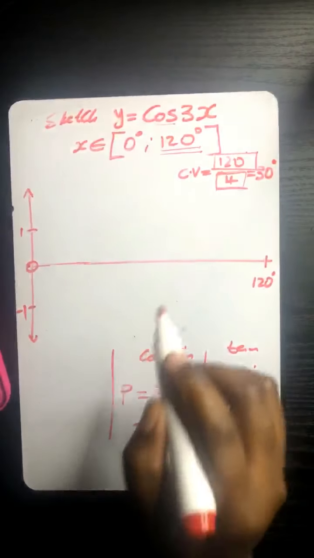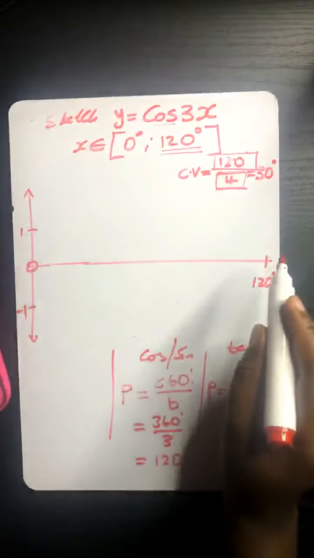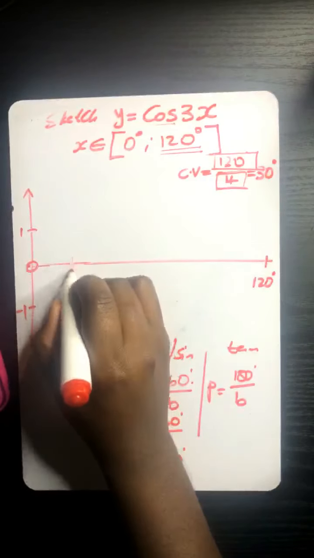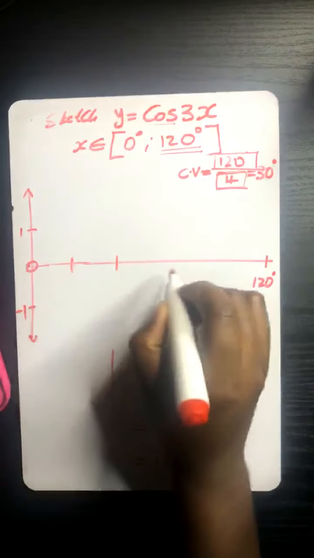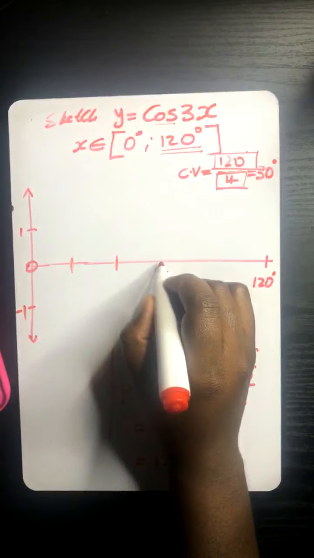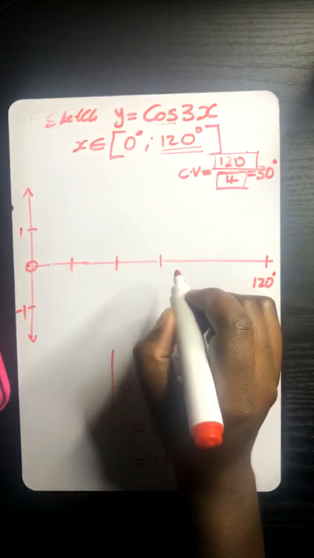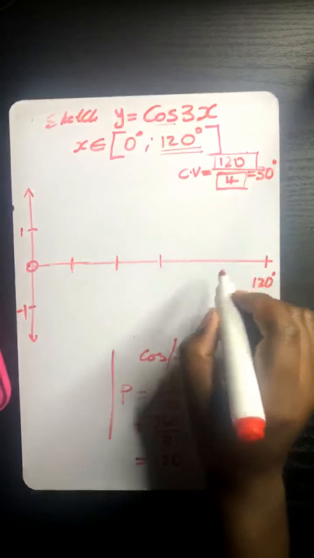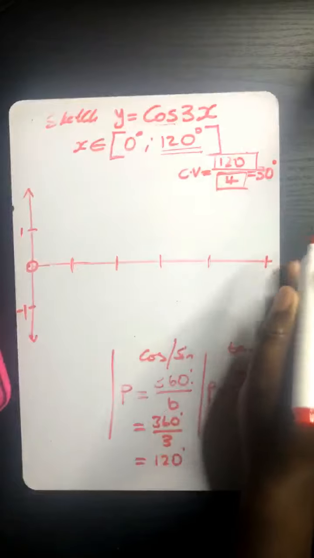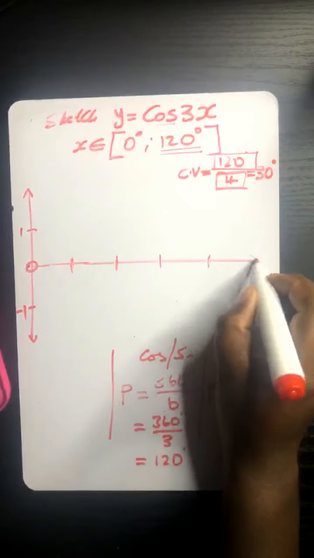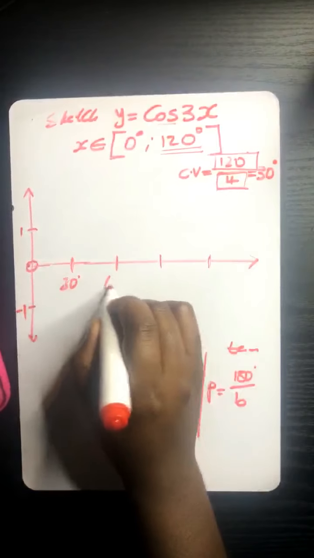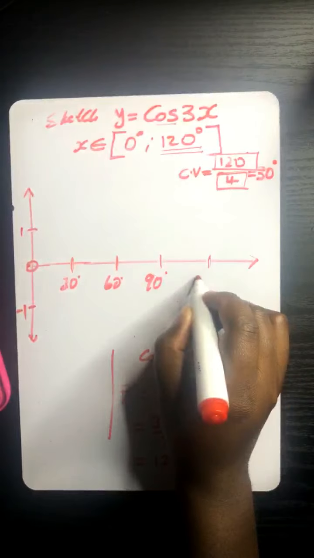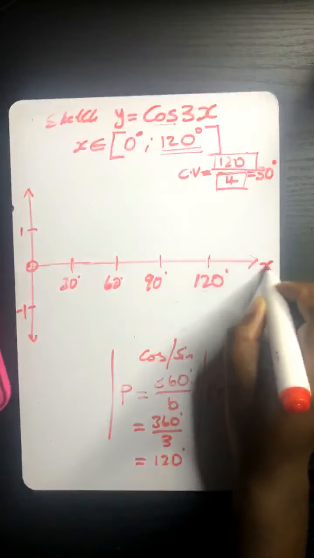So let's see. That means we are going to have 30, 60. After 60 is what? 90, 100, 110, 120. So I think it is going to end there. So that means we've got 30 degrees, 60 degrees, 90 degrees, 120 degrees. This is our x value.